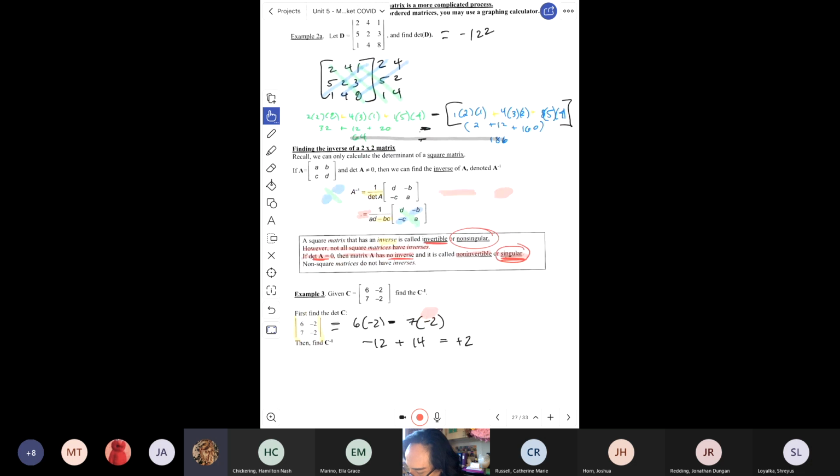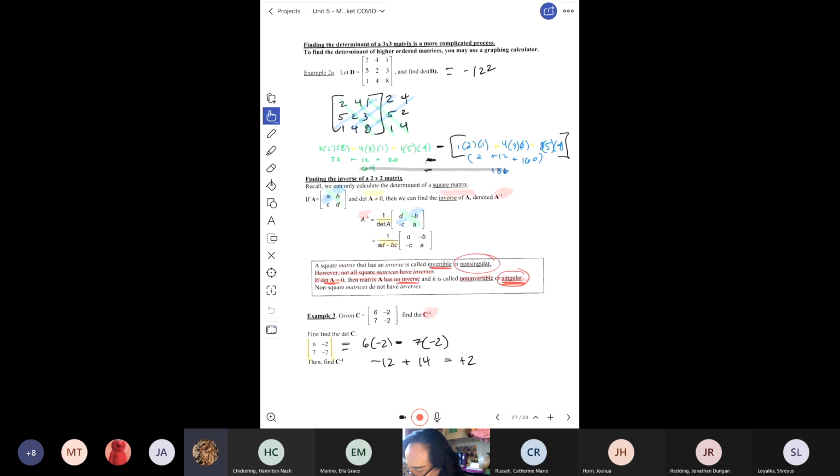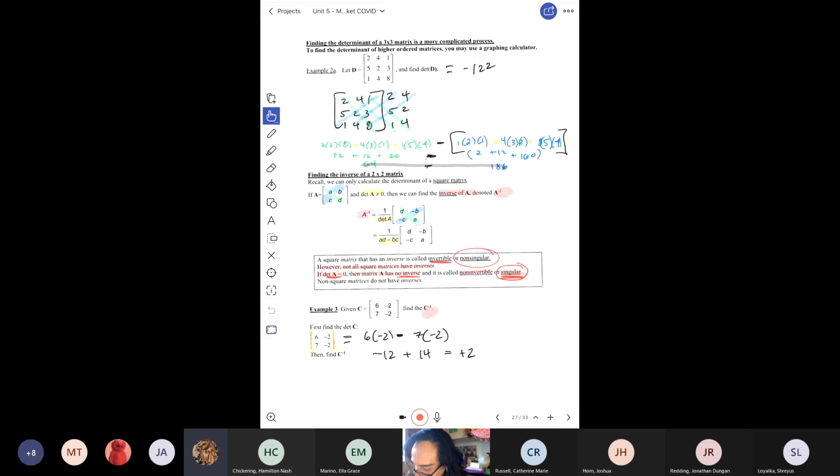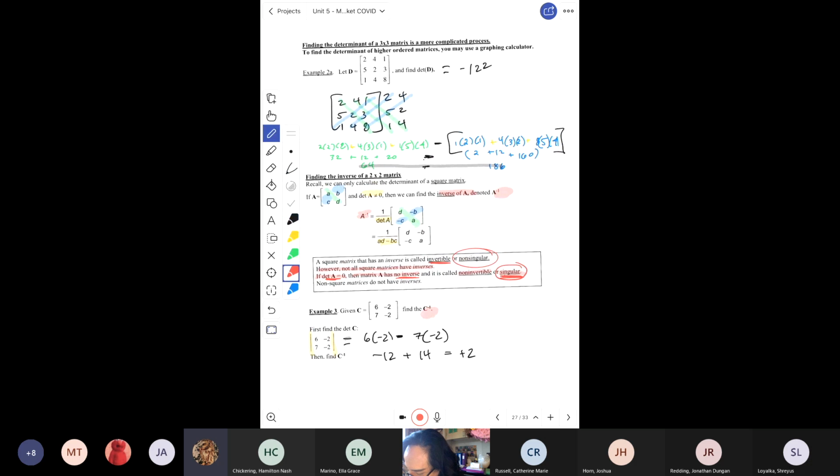Okay, let's find the inverse. The inverse is 1 over the determinant times that special adjoint matrix. What is the adjoint matrix? What did we say to do? Interchange the numbers on the main diagonal and negate the numbers on the cross diagonal. So what is that matrix? You tell me. -2, 2, -7, 6. Excellent.